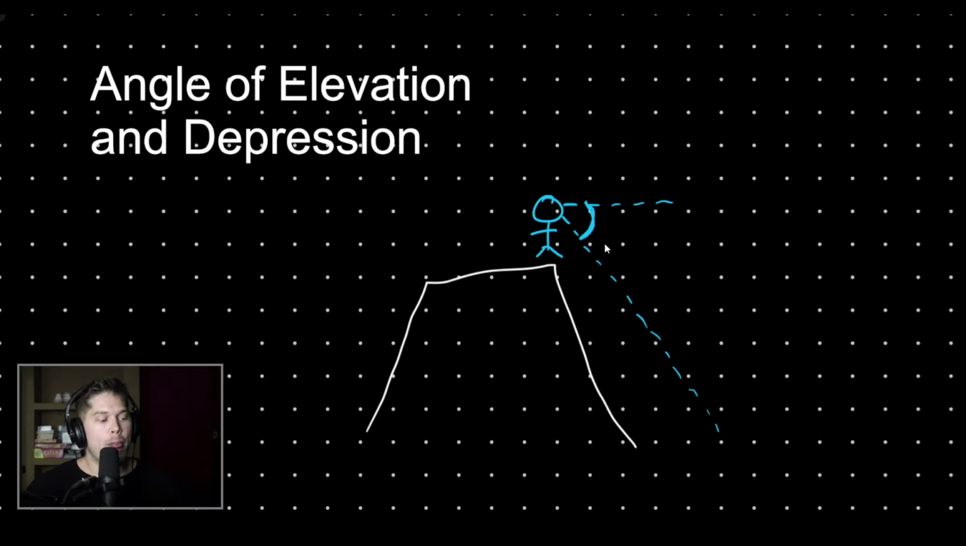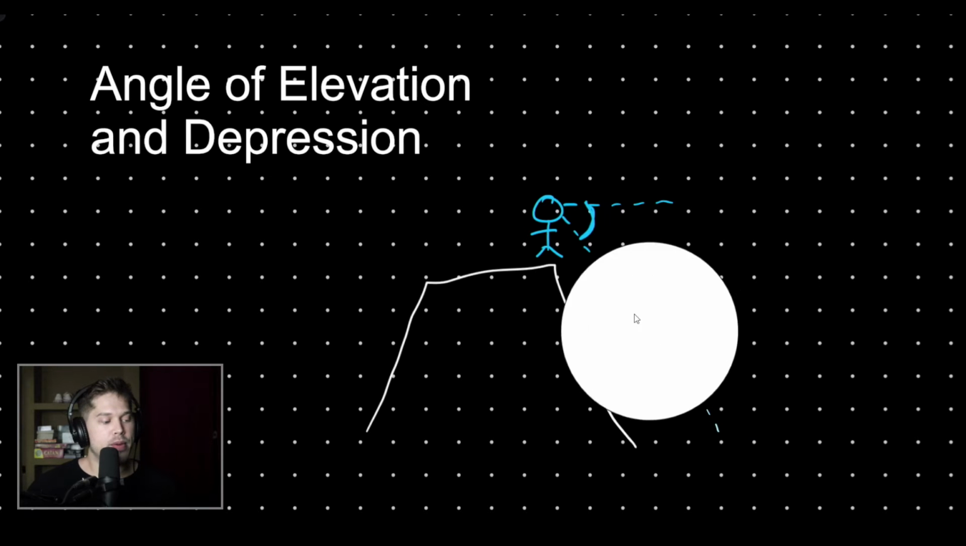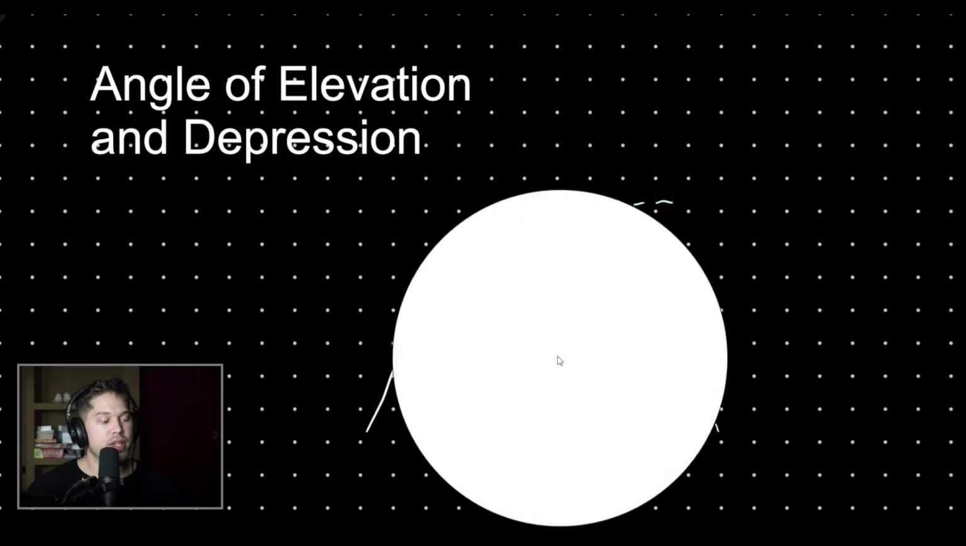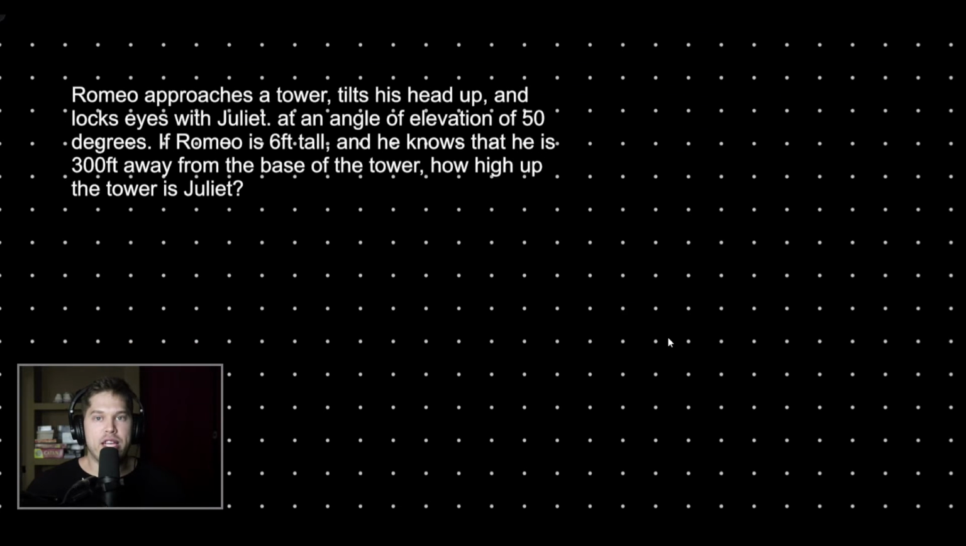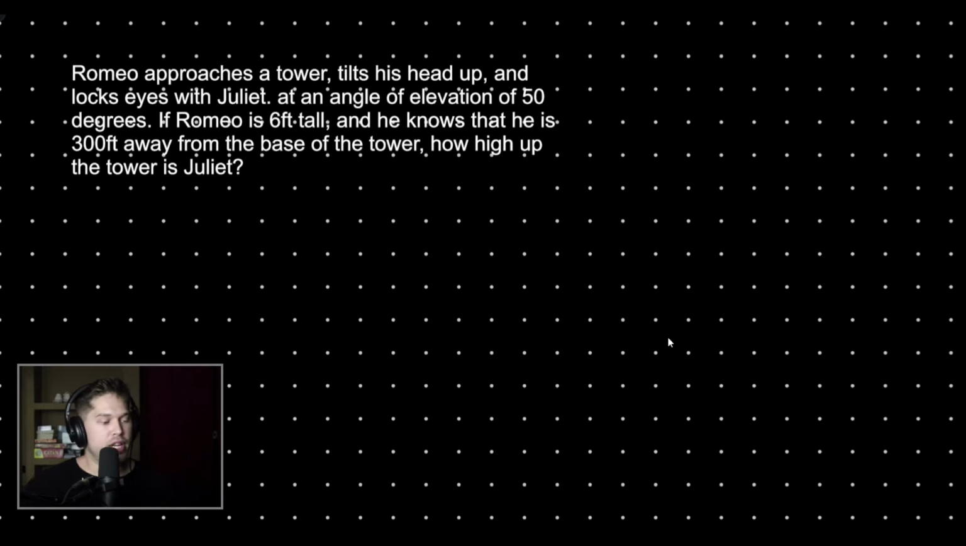So whenever these words are mentioned in the word problems, you know what they are and you'll be able to label them properly. Because half the struggle with trig word problems is just drawing the proper picture and making sure everything is labeled in the right place. So let's go to this first word problem.